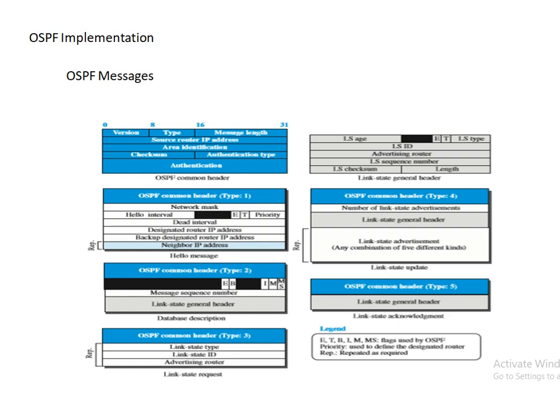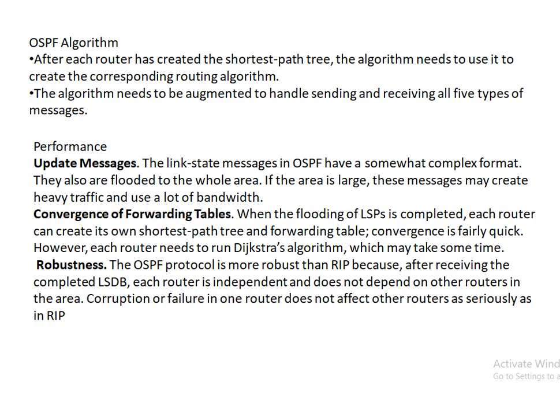Now the OSPF algorithm. The OSPF algorithm is made up of only 2 points. After each router has created the shortest path tree, the algorithm needs to use it to create the corresponding routing table. The algorithm needs to be augmented to handle sending as well as receiving all the 5 types of messages. Performance: the link state update messages in OSPF have a somewhat complex format, and they are flooded into the whole area. If the area is large, these messages may create heavy traffic, so that is one of the performance concerns.